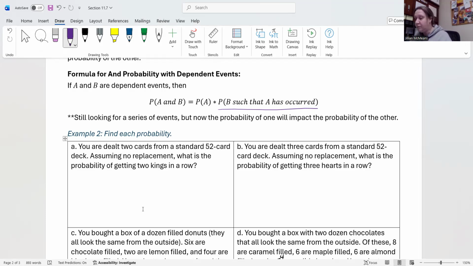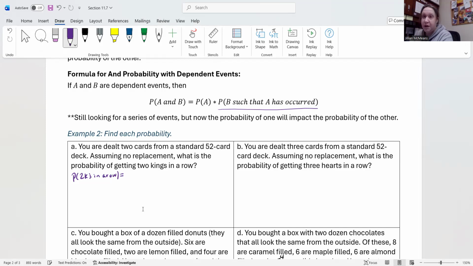So let's look at some examples of this. Example 2 just says find each probability. For part A, it says you are dealt two cards from a standard 52 card deck, assuming no replacement, meaning you draw a card and you hold on to it. So assuming no replacement, what is the probability of getting two kings in a row? So we want the probability of two kings in a row.